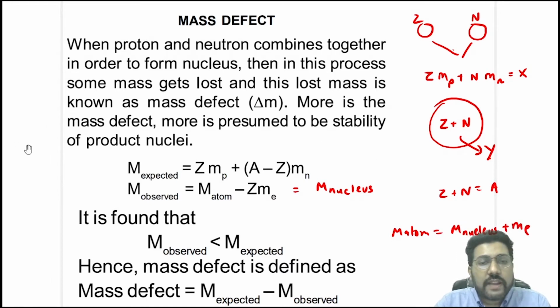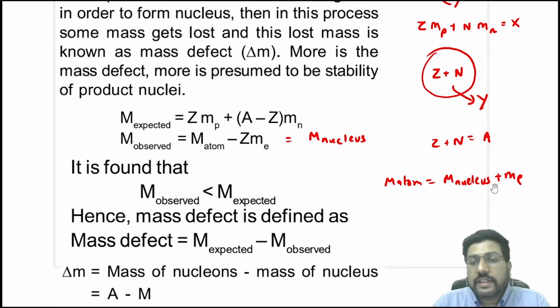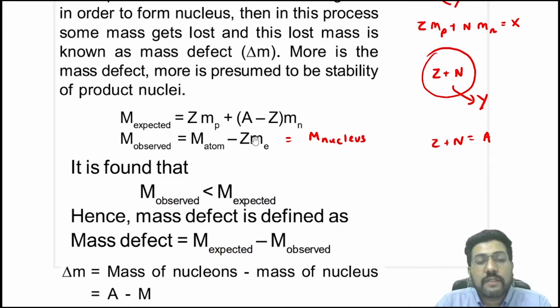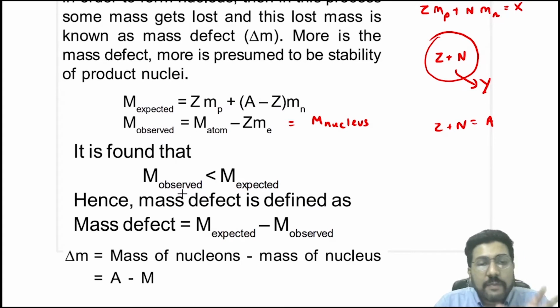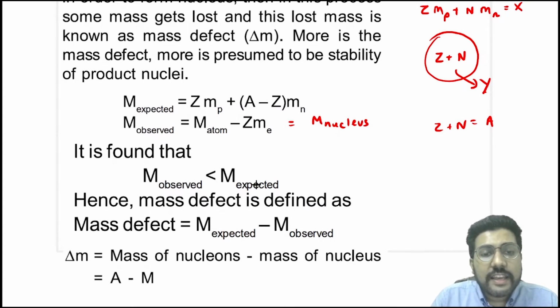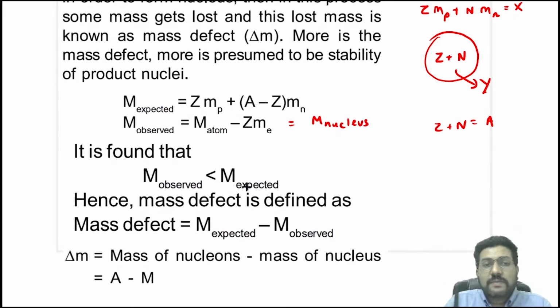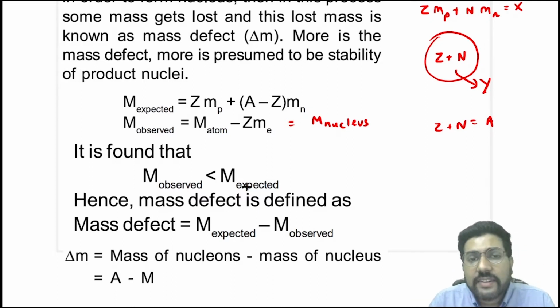So mass of atom is equal to mass of nucleus plus mass of electron. So mass of nucleus can be written as mass of atom minus the mass of electron. That is why we have written mass observed is the mass of nucleus, and that is mass of atom minus mass of electron. Because there are Z protons, so definitely there will be Z electrons, right? So it is found that the observed mass is less than the expected mass. Expected mass means the mass you were expecting because it had Z protons and N neutrons.